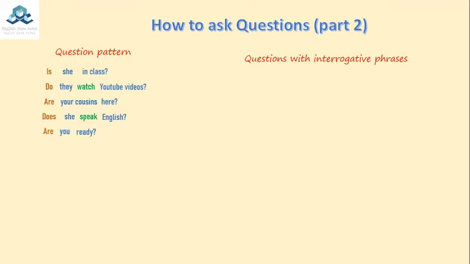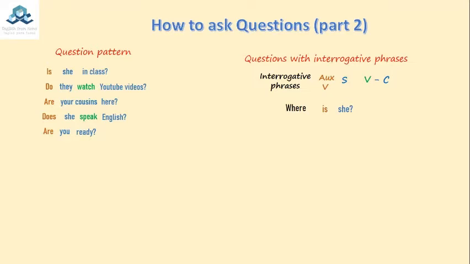So the pattern would be, el patrón sería: interrogative phrase at the beginning, auxiliary verb, subject, main verb, and then the complement. For example, we can have something like this. Por ejemplo, podemos tener preguntas como esta. Where is she? We want to know dónde.